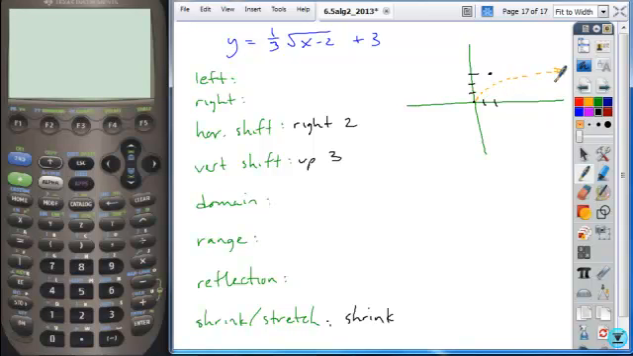Okay, so right there, and is there any reflection? There's no negative out front, so there's no reflection. So my graph looks like this. Again, it's a little bit flatter graph.